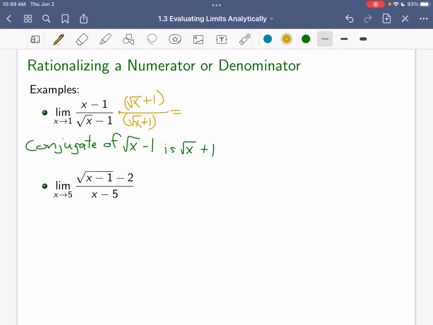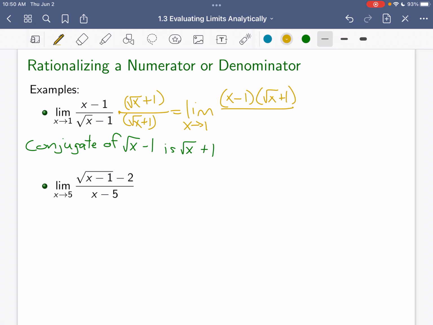Now, why would we do this? It's one strategy, and I'm hoping that maybe this will lead to some sort of cancellation. Now, on the top, I'm not going to FOIL it out. It would make things a little bit uglier. But the denominator, I am going to FOIL that out.